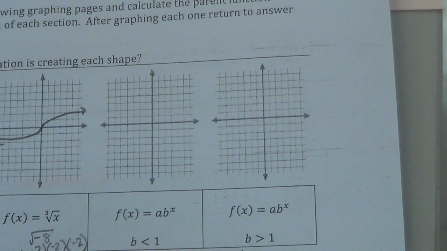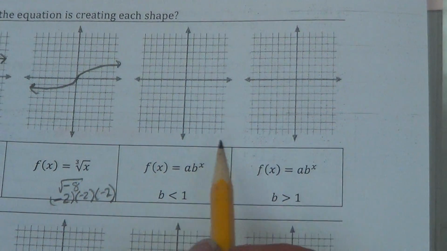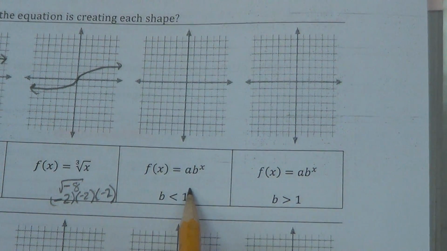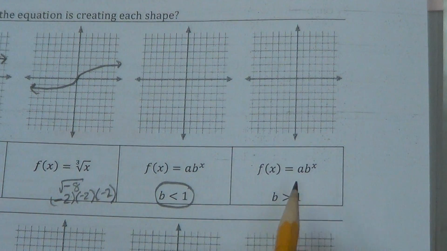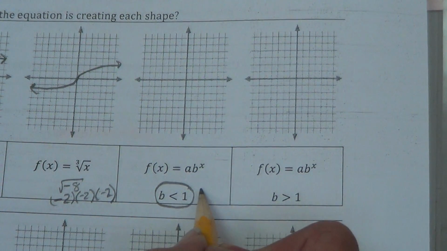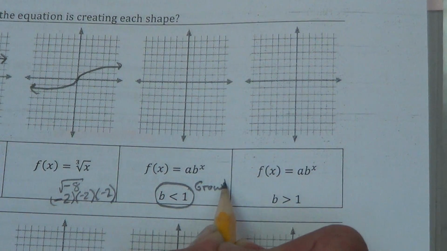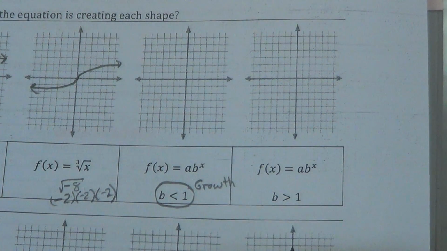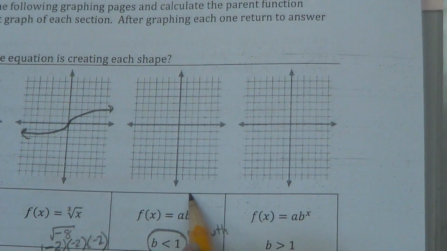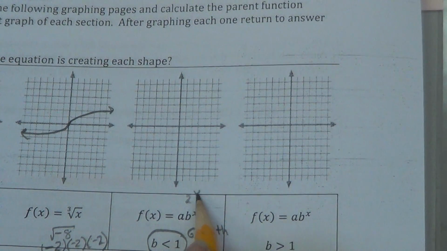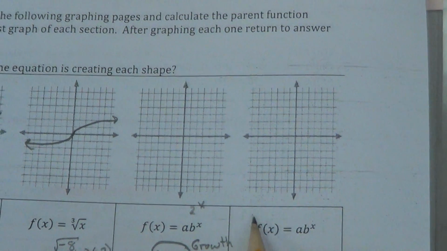Just a review from Algebra 1. This is an exponential function. Because the b value is greater than 1, it's growth. That's called the growth factor. Okay? And when we have a growth factor or a growth function, what happens is that each successive number gets that many times bigger. So let's say it was 2 to the x. That would mean each number would get twice as big.